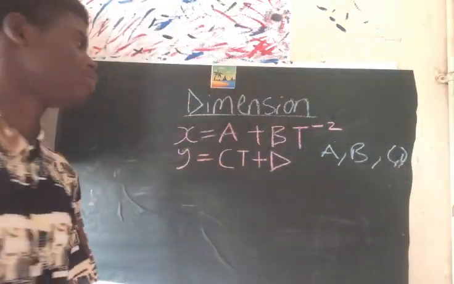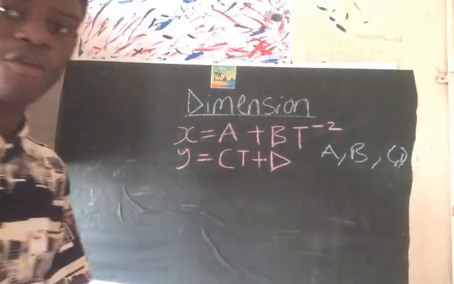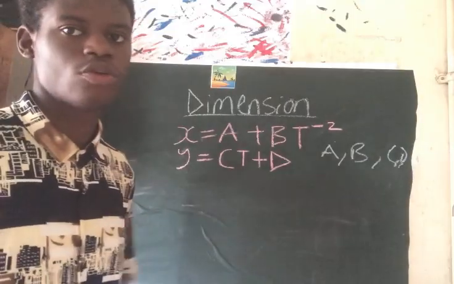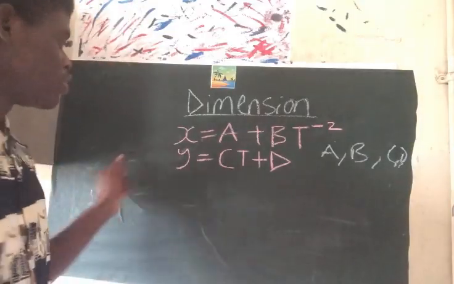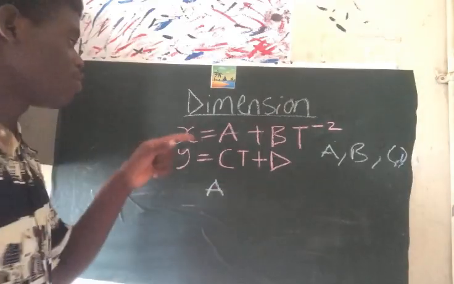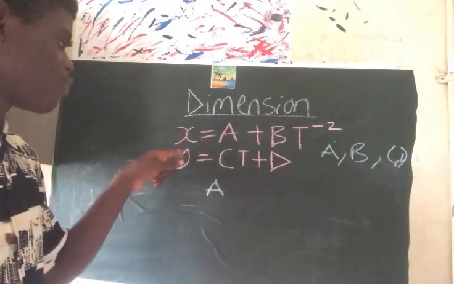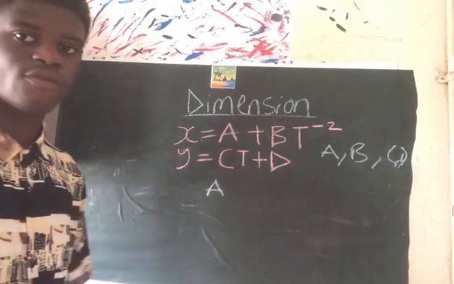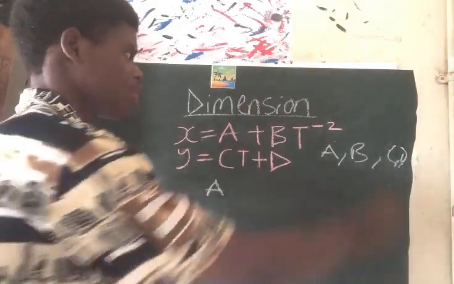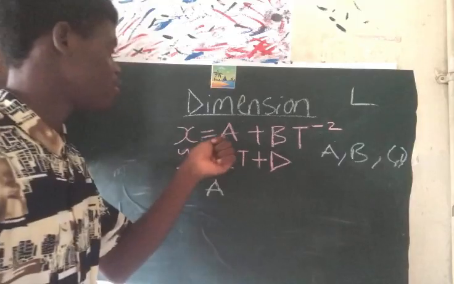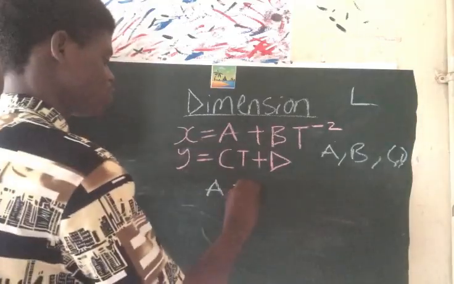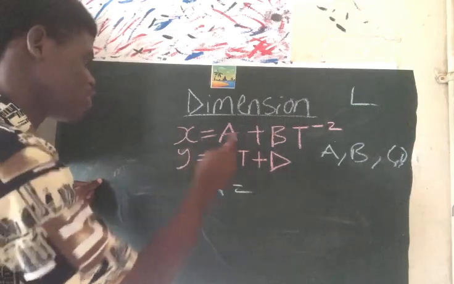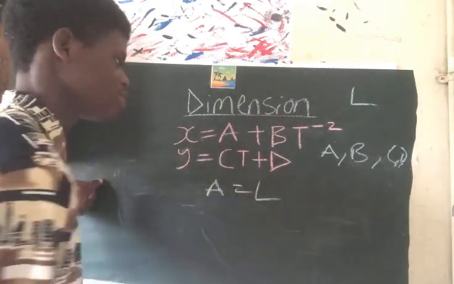How do we find the dimension? In the principle of homogeneity, the dimensions are going to be equal if separated by is equal to or plus. The question will say x and y are displacements. And we all know that displacement is a fundamental quantity represented by length L. So if they ask what is the dimension of a, a is equal to x, since they are separated by equal. So a is equal to L.